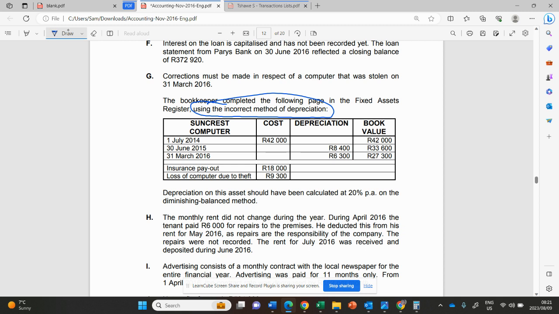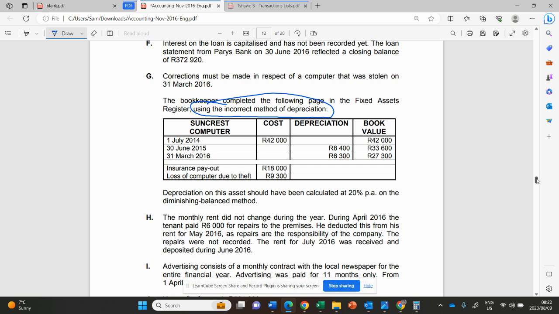So depreciation on this asset should have been calculated at 20% per annum on the diminishing balance method. This means that the bookkeeper made a mistake by calculating depreciation based on the straight line method, which the bookkeeper was not supposed to use. The bookkeeper was supposed to use the diminishing balance method. So now what do you have to do?